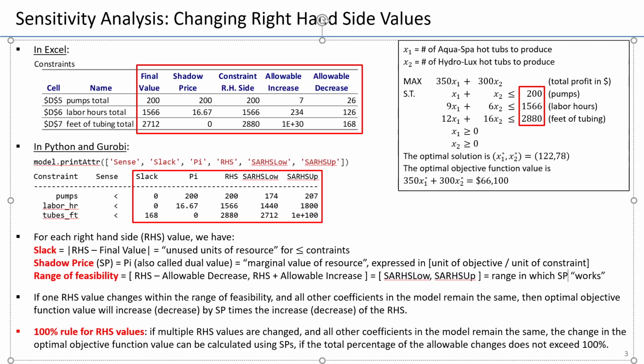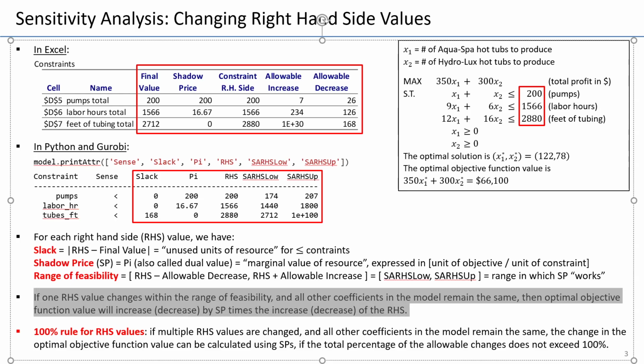feasibility, right? So what we can learn from this, a kind of definition, is that if one right-hand side value changes within the range of feasibility defined above, and all other coefficients in the model remain the same, then the optimal objective function value will increase by the shadow price times the increase in the right-hand side, right? And it will decrease if we have a decrease of the right-hand side.